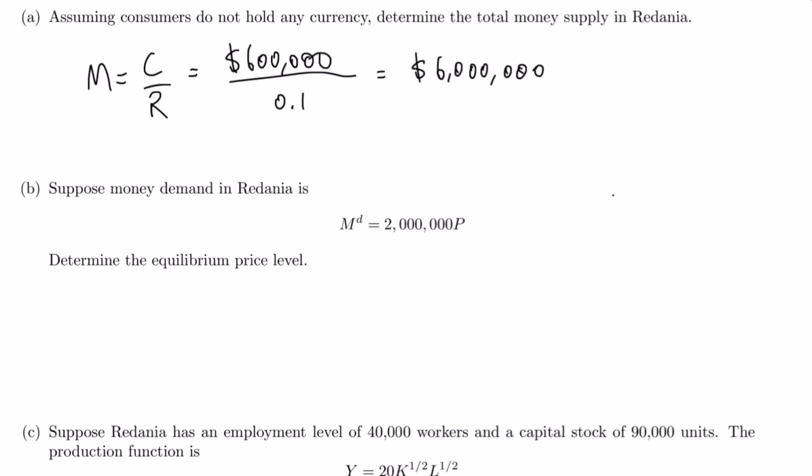Next, we're given the money demand, and we need to figure out the equilibrium price level. This is about the monetary equilibrium, where we need to set MD equal to MS. Money demand, 2 million P. We just figured out the money supply is 6 million in part A, and so we just need to divide both sides by 2 million, and that's going to give us P equals 3.